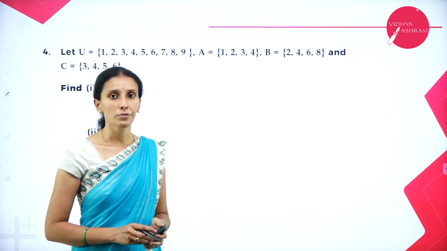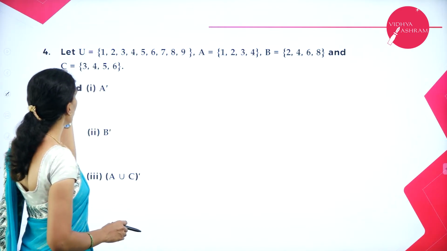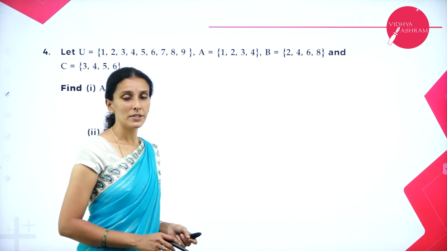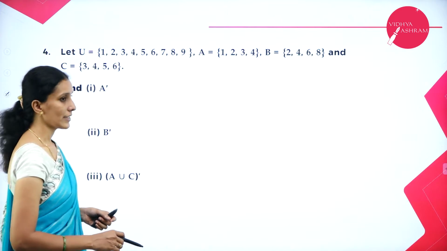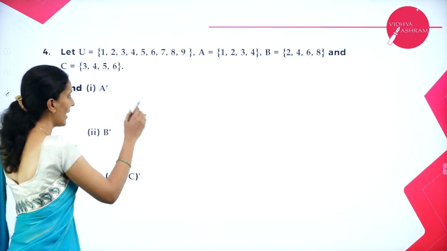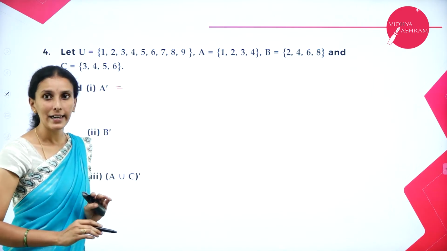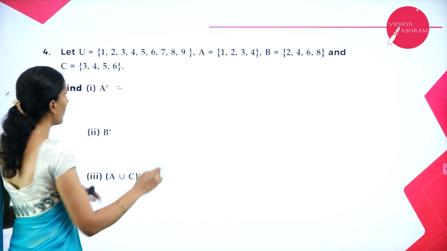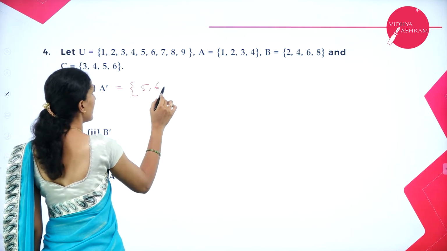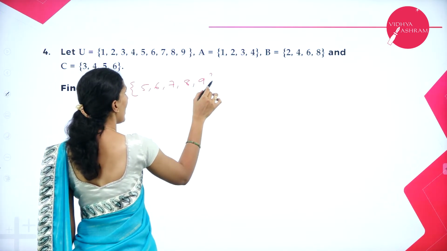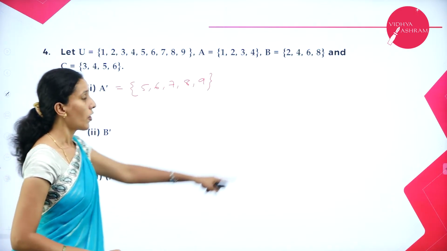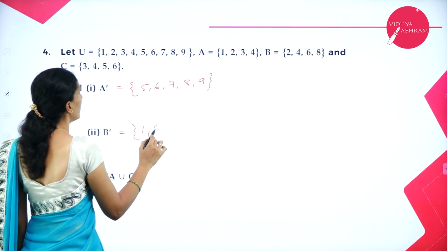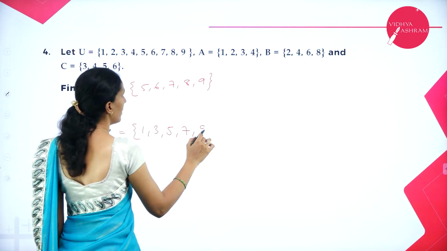So here I have taken a few more problems now. We have the universal set from 1 to 9, A is 1 to 4, B is the even numbers from 2 to 8, and C is 3, 4, 5, 6. What does A dash represent? A dash means elements not in A. Leave 1, 2, 3, 4 and write the remaining elements: 5, 6, 7, 8, 9. Next, B dash, not in B. So leave 2, 4, 6, 8 and write 1, 3, 5, 7, 9.